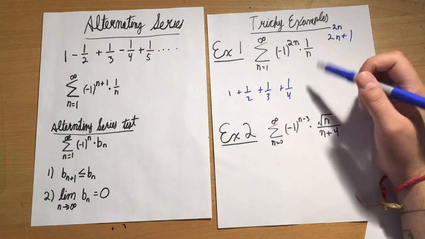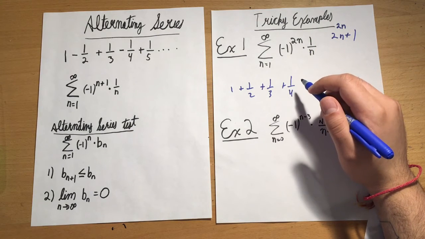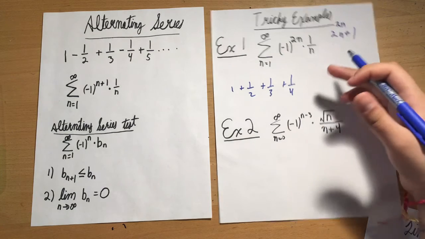So when your exponent is always odd or always even, you're always going to get a negative or a positive when on the -1. So this is actually not an alternating series. You need to use some other kind of test to determine convergence or divergence. So that's something to always look out for. This is not an alternating series.